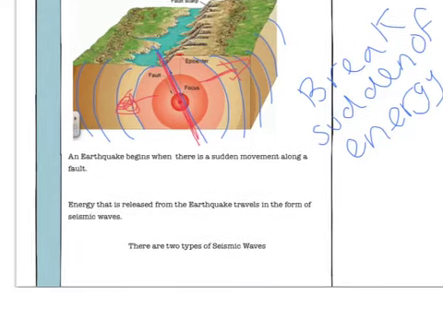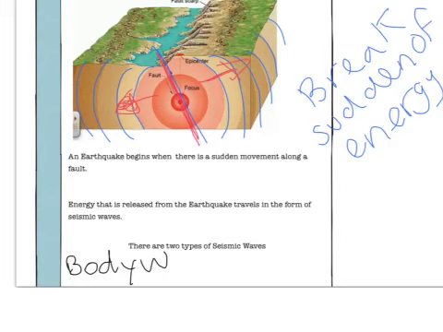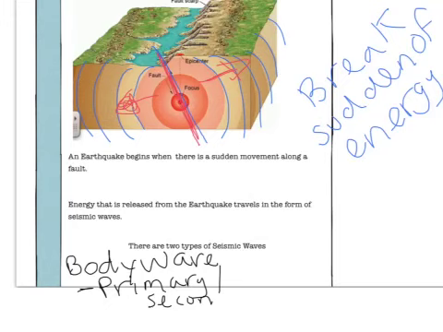There are two types of seismic waves. The first is known as a body wave, examples of which are primary and secondary waves. The other type of seismic wave is known as a surface wave.